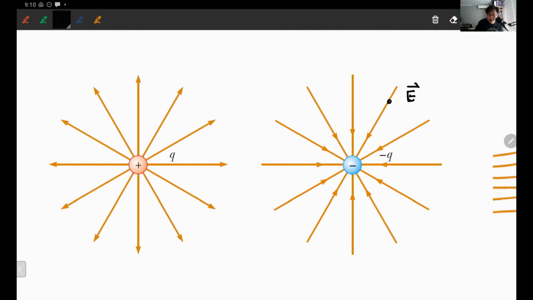Because right now you are standing on the field that points towards the particle, the direction of the field will be pointing towards the negative charge. Once you calculate this E, then I can go back and answer what is happening to the positive charge, Q naught, that I'm placing there. The force here will be Q naught times E. And I just put the vector there.